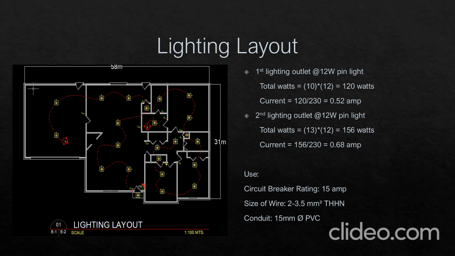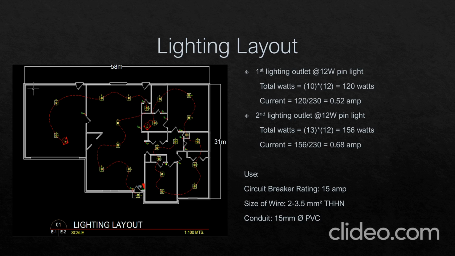Lighting layout. I have two lighting outlets at 12 watts per light. In order to get the total watts or power, we multiply 12 watts by the quantity of the lighting outlets in order to get 120 watts. To get the current, we divide it by 230 volts in order to get 0.52 amps. This is also applicable in the second outlet.